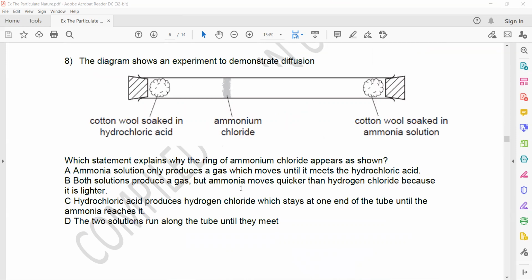Question 8. The diagram shows an experiment to demonstrate diffusion. We have hydrochloric acid and we have ammonia.